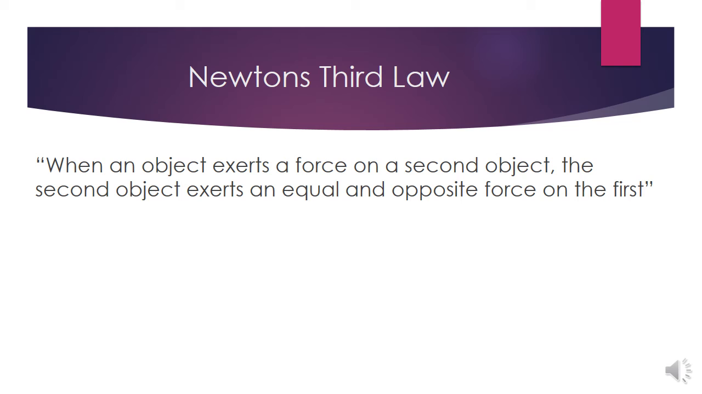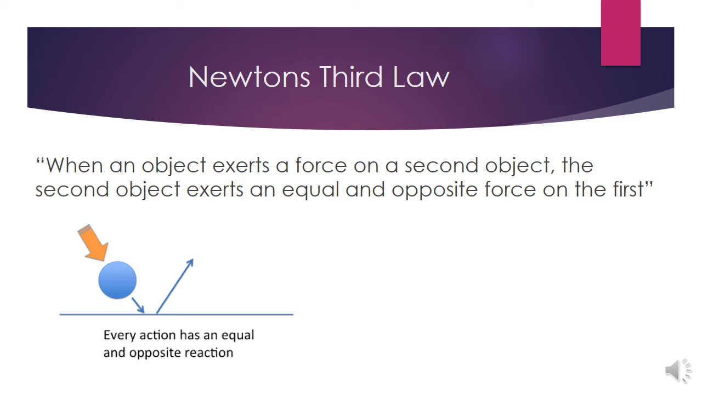So when an object exerts a force on a second object, the second object has to exert an equal and opposite force on the first. So let's explain this with some examples. If you throw a ball on the ground, right, it's going to bounce back up. The harder you throw it, the higher it's going to bounce, because whatever force you apply on that ball, it's going to exert an equal force in the opposite direction. So if I throw it down hard, it's going to come up high. If I throw it down soft, so low force, it's going to not bounce very high. It's going to bounce low.